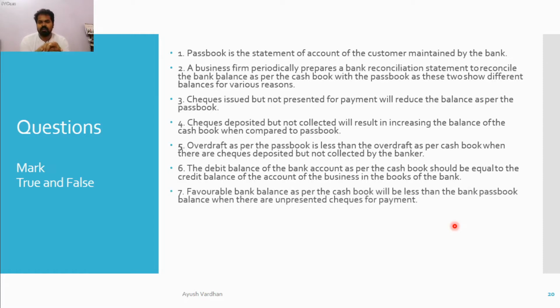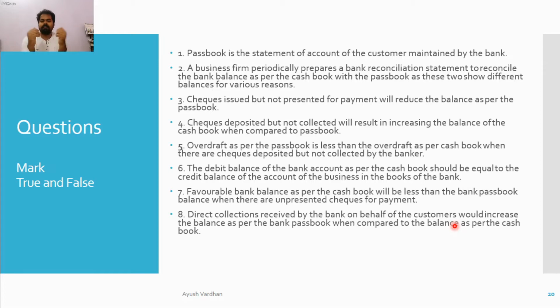The seventh question is, favorable bank balance as per the cash book will be less than the passbook balance when there are unpresented checks for payment. Yes, of course, this is true. The eighth question is, direct collections received by the bank on behalf of the customer would increase the balance as per the bank passbook when compared to the balance as per the cash book. Yes, the bank is directly taking some collections on behalf of the customer, then the passbook entries go up.